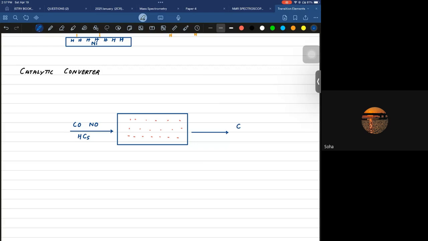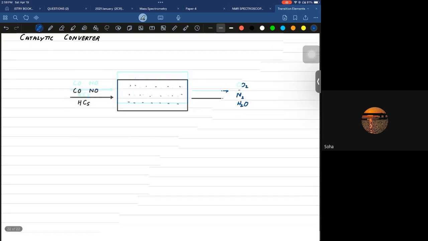You will see that carbon monoxide is converted into CO2, NO is converted into N2, and unburnt hydrocarbons would be converted into H2O. It's very simple. So the catalytic converter is going to decrease carbon monoxide and nitrogen monoxide emissions from internal combustion engines.